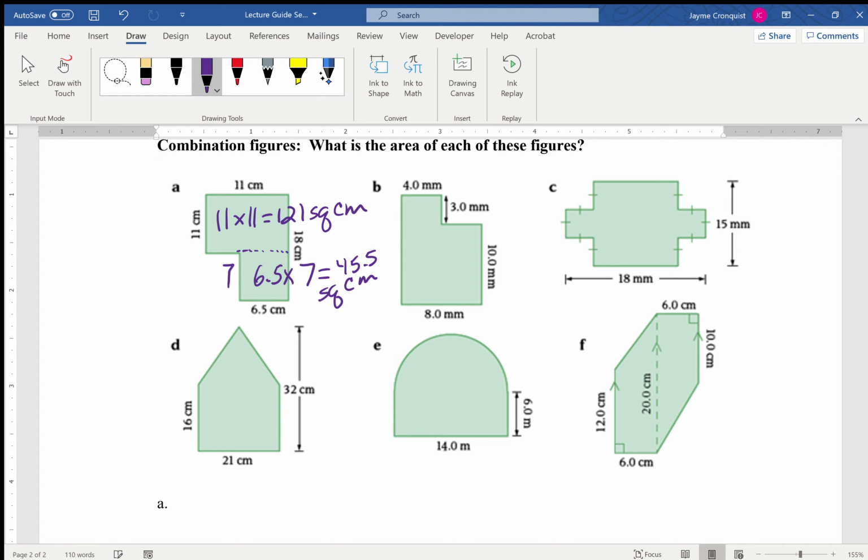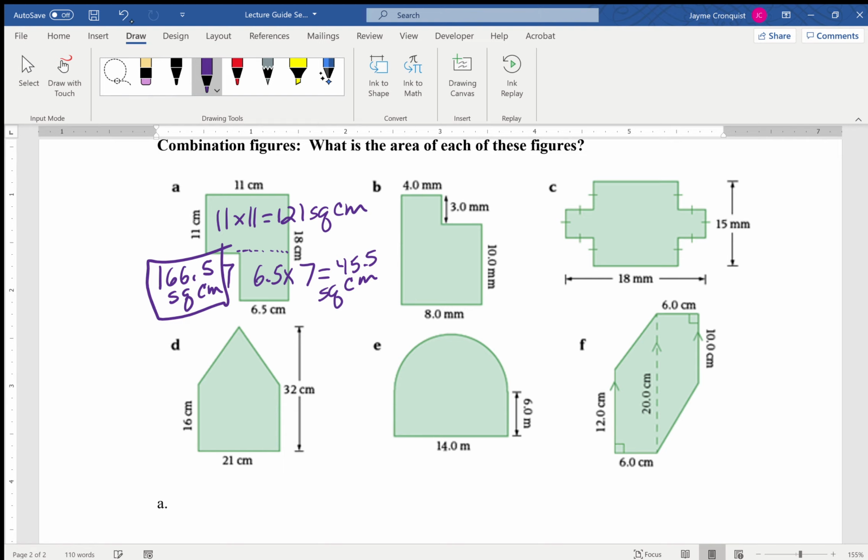Plus, I've got the 45.5 plus 121. That's 166.5. So the answer to this one is 166.5 square centimeters. All right, so hopefully you're getting this. I wish there was more space on this.